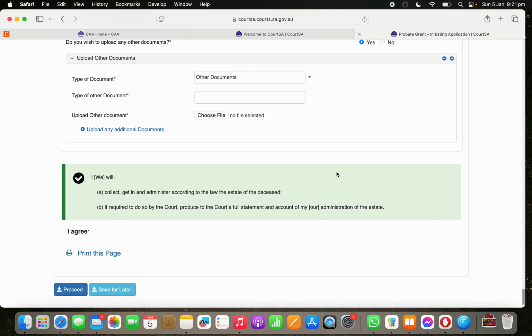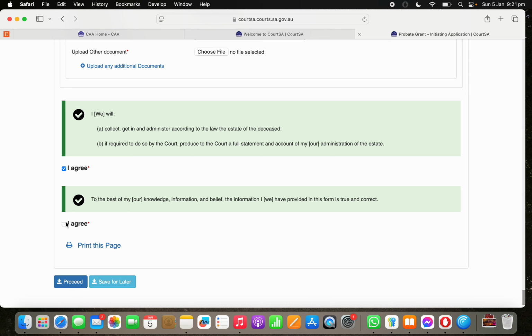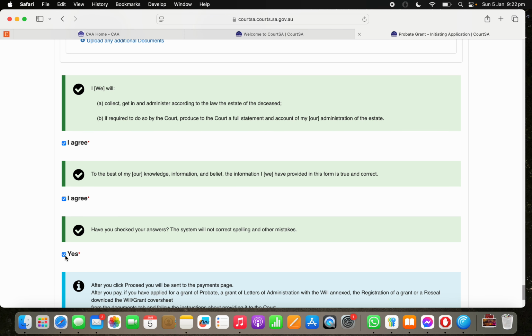And then this whole online form is your oath of executor and your affidavit of assets and liabilities. So by ticking these green boxes that appear one after the other, you're saying that to the best of your information, knowledge and belief, all the information that you have entered is true and correct, and that you'll administer the estate faithfully and according to the law. If you're a lawyer, you're saying your client confirms the same.